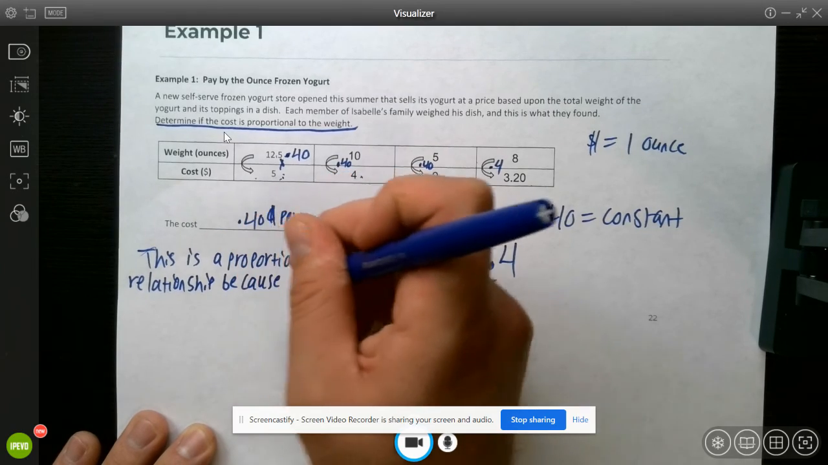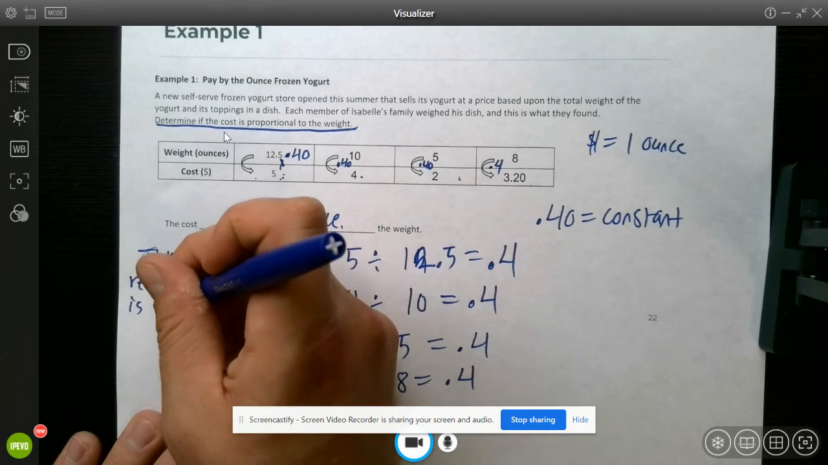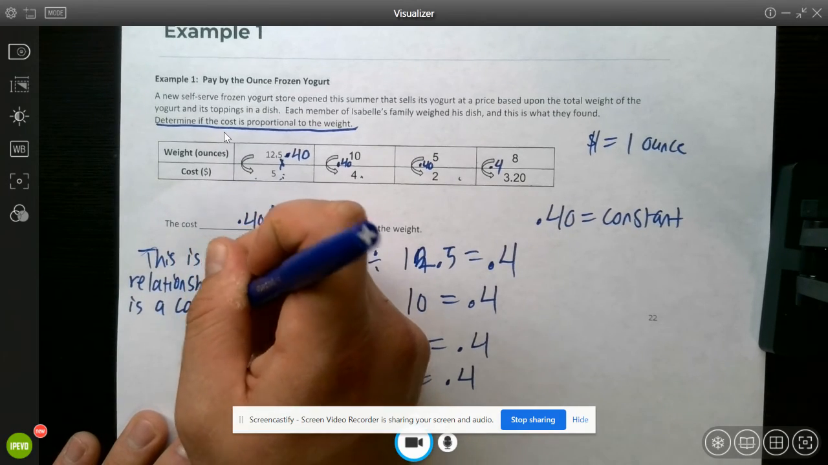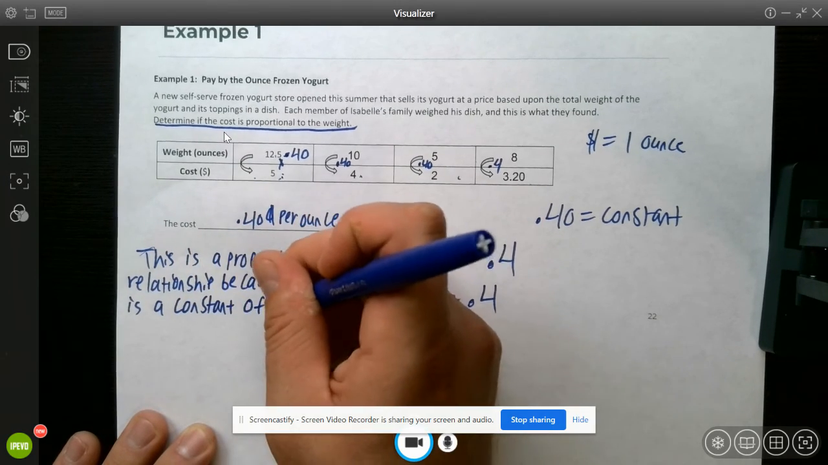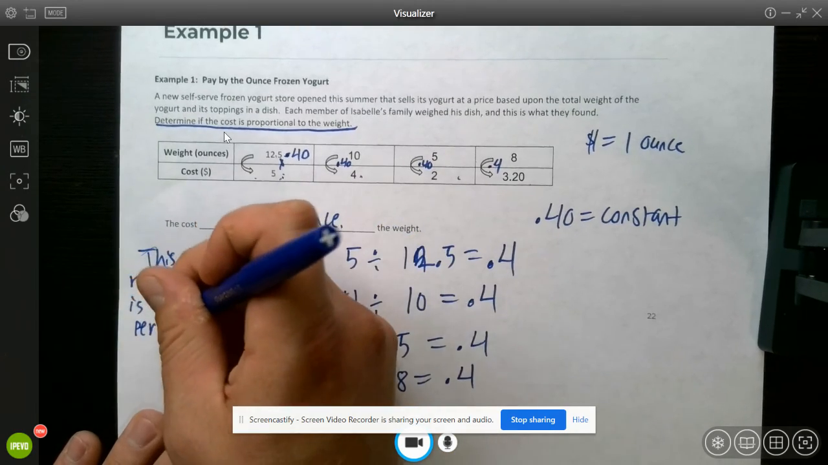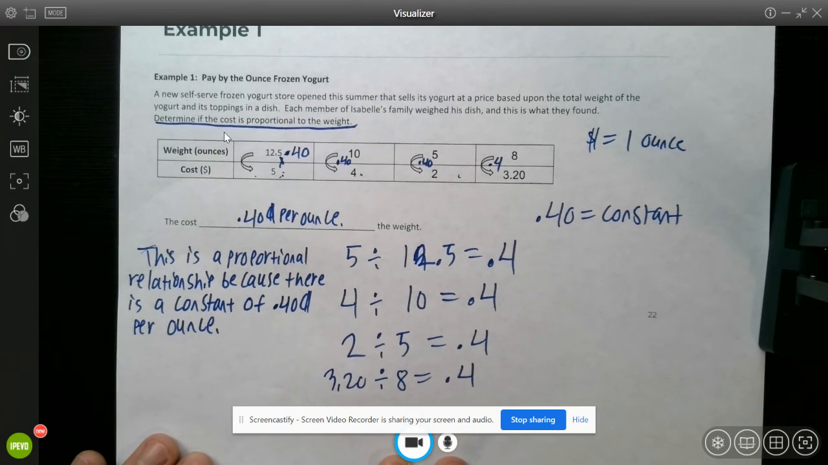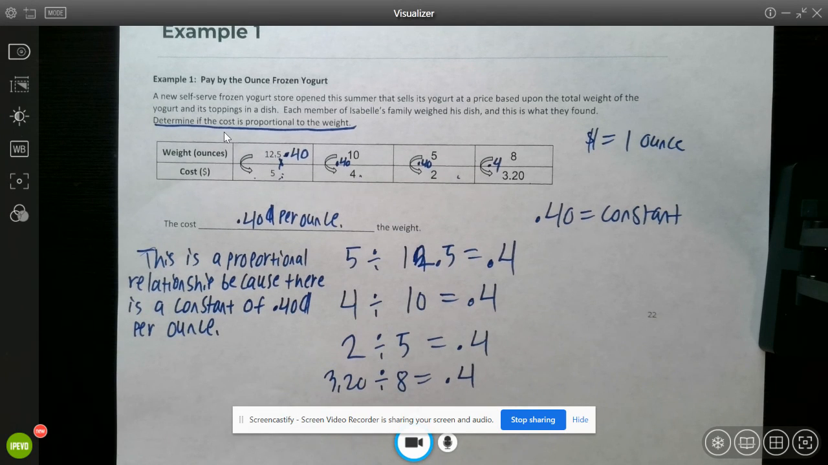because there is a constant of 40 cents per ounce, right? No matter if you buy 100 ounces of ice cream or you buy 1 ounce of ice cream, they still charge you 40 cents per ounce, which makes this a proportional relationship.